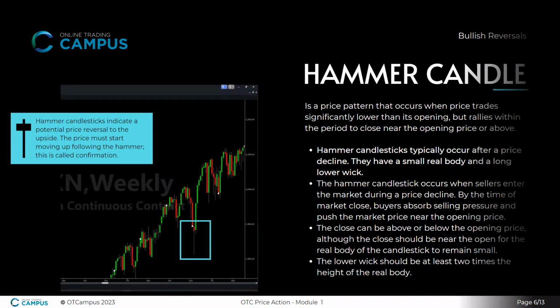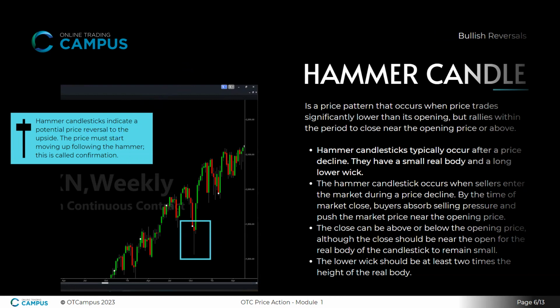Let's go into our hammer candle. Here you see the chart, I don't know which chart it is, but you see here this is a hammer candle. We talk about how it has to look. Hammer candlesticks indicate a potential price reversal to the upside. That's a very important part. It means it is a bullish reversal. That means we want to buy.